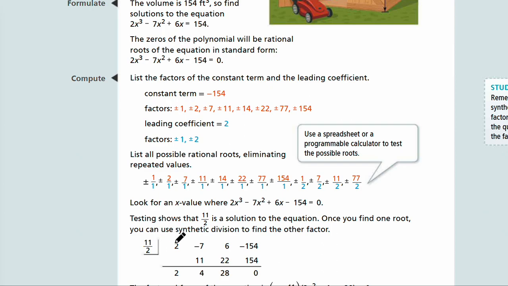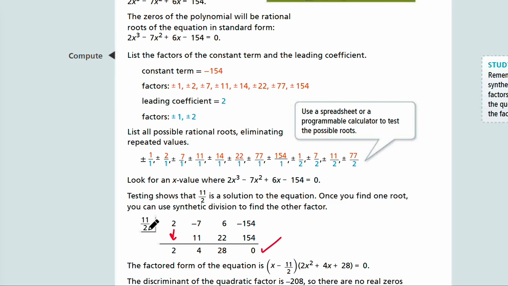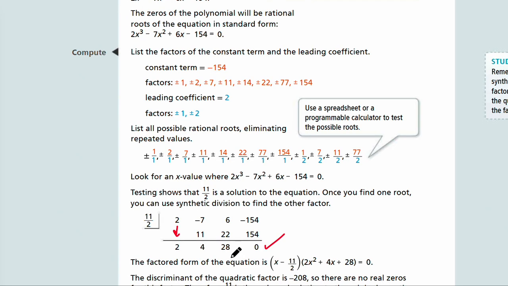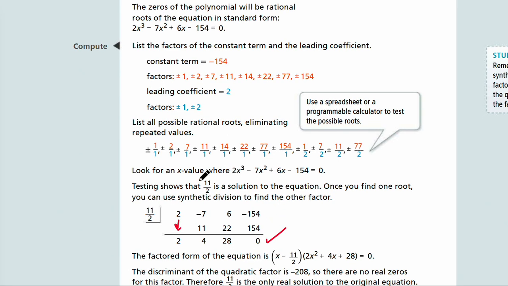You put down the 2 and then you multiply 11 over 2 times 2, which is just 11. And then you add them, 4. Then you multiply 11 over 2, 22. And so you add them, 28, multiply, and then 154. And so no remainder. Sweet. So the factored form would be 2x squared plus 4x plus 28, and then the other factor, x minus 11 over 2.